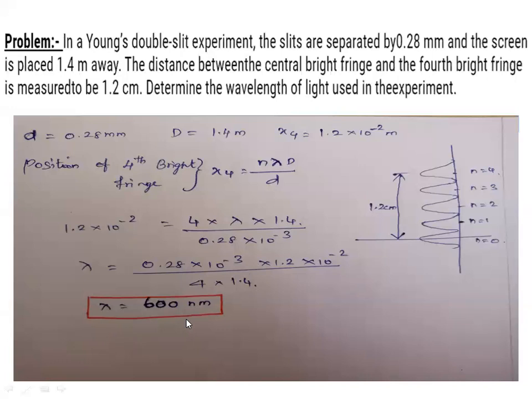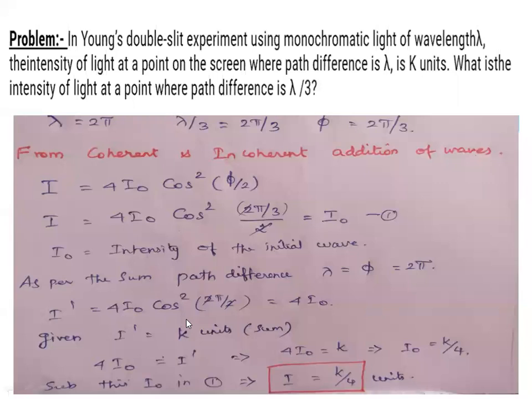We'll go for the next numerical. In Young's double slit experiment using monochromatic light of wavelength lambda. Monochromatic we have already discussed means the light should not have different wavelengths. It is single-colored light. Chromo means color, mono means single, so single-color light. It is used here of wavelength lambda. The intensity of light at a point on the screen where the path difference is lambda.